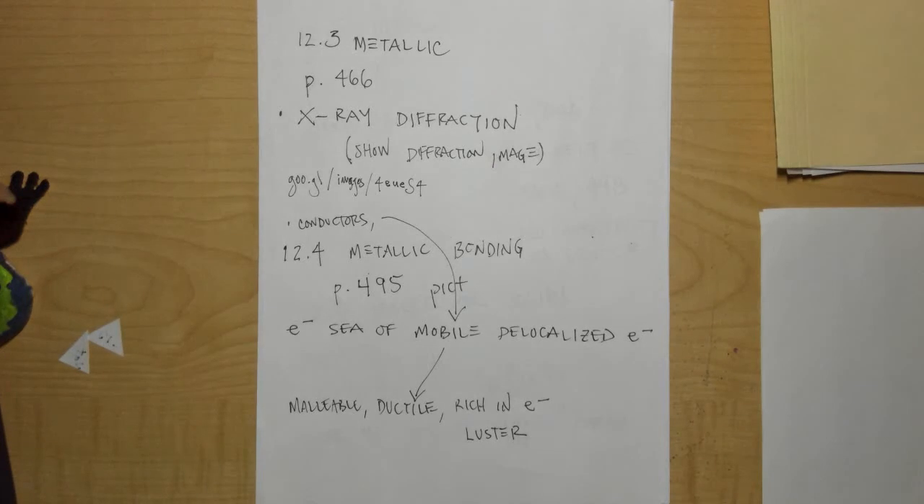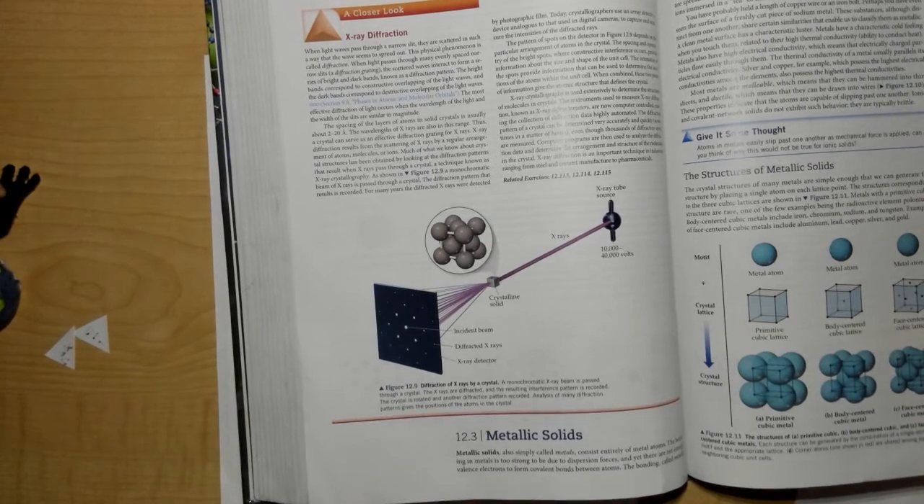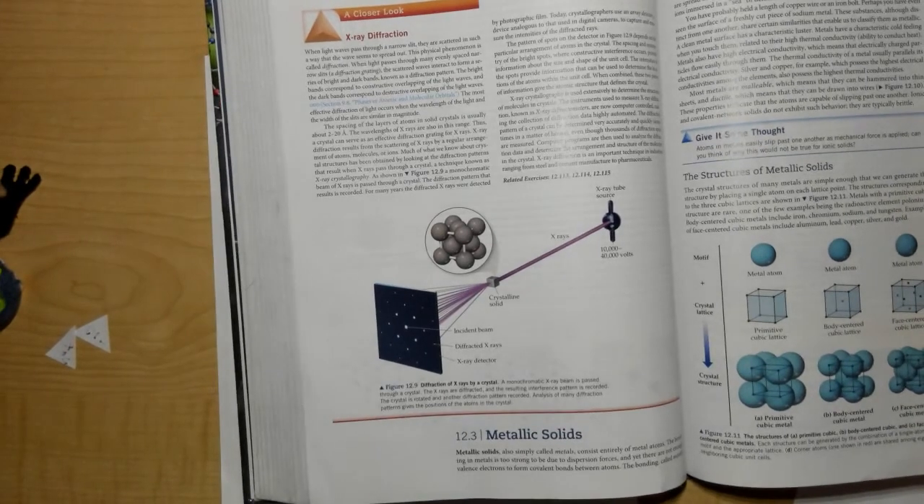This regular repeating pattern is the way that we can figure out what different substances are made of. And I have a quick video for you here of a guest speaker that'll describe how this X-ray diffraction works.